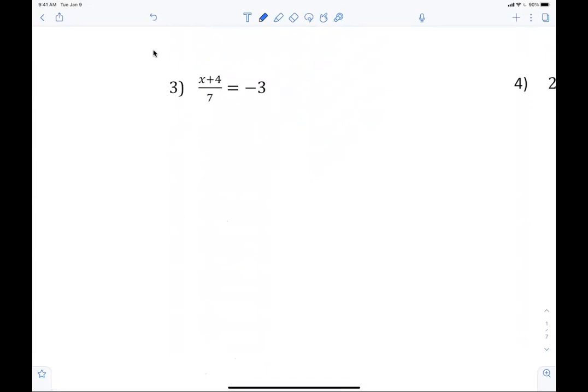Now, number 3, remember, this entire quantity is being divided by 7. So to undo dividing by 7, we're going to multiply by 7. So we end up with x plus 4 equals -21. And then we subtract 4. x equals -25.